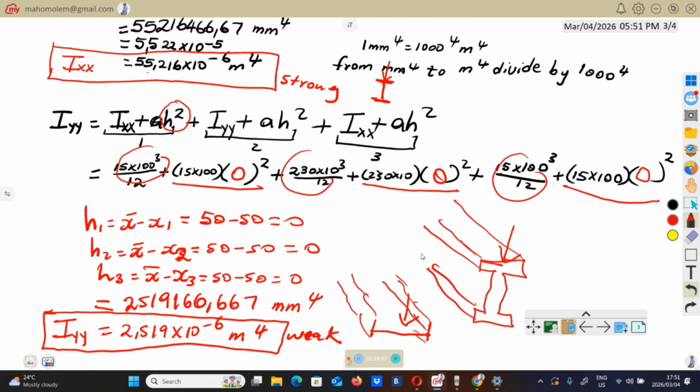So now on our calculations going forward, we're going to use Ixx. We're not going to use this one. This one is weak. This is the weakest side. If you use this one, your beam will fail, will bend too much. So this one we're not going to use.